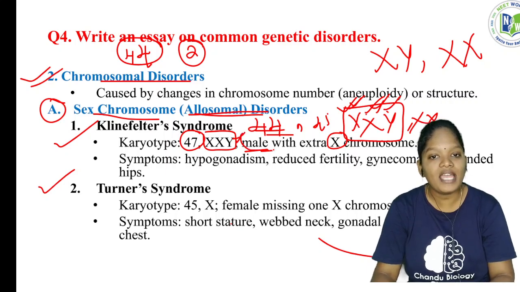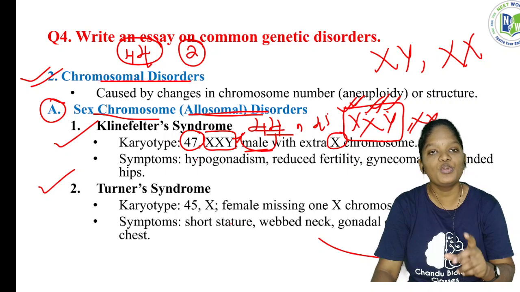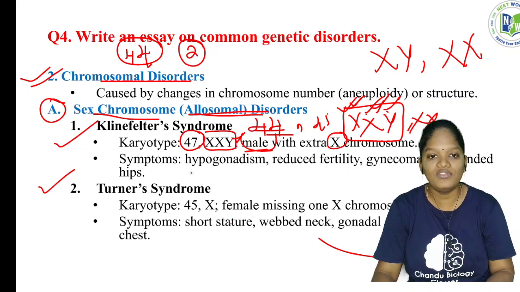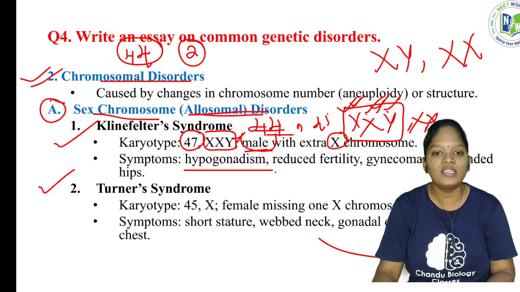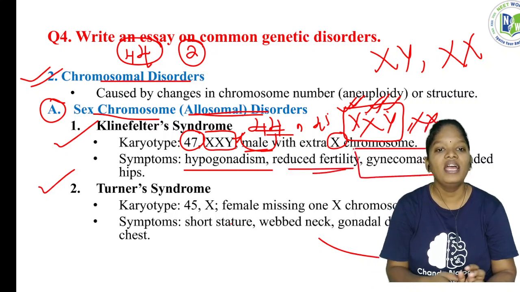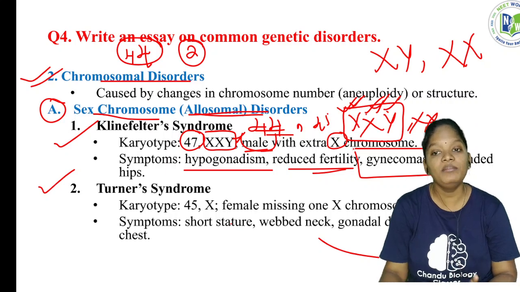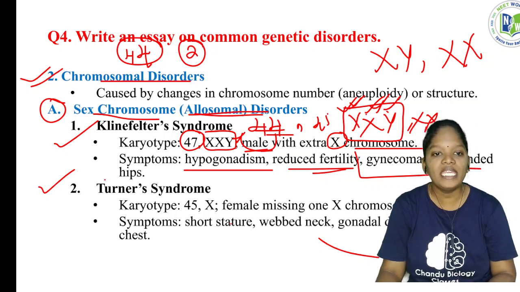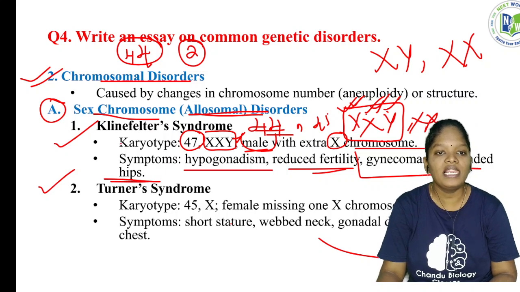So the male has one extra X chromosome, and that particular male has female characteristic features: hypogonadism, reduced fertility, gynecomastia, which means breast development in males, and rounded hips in Klinefelter syndrome.